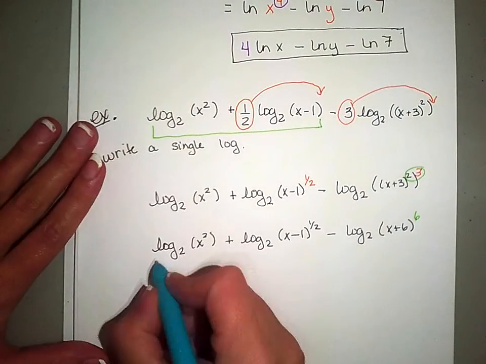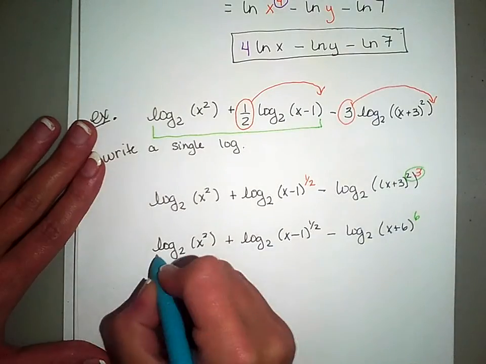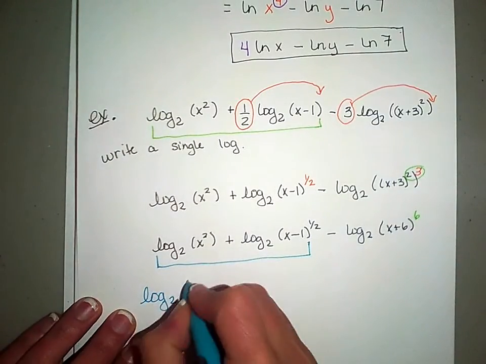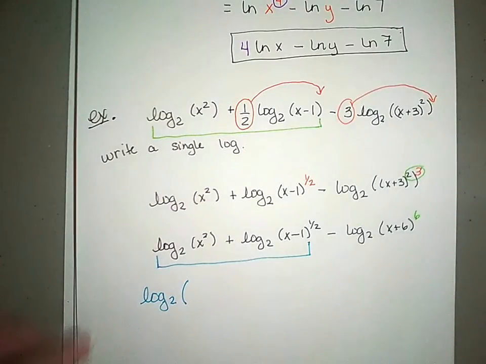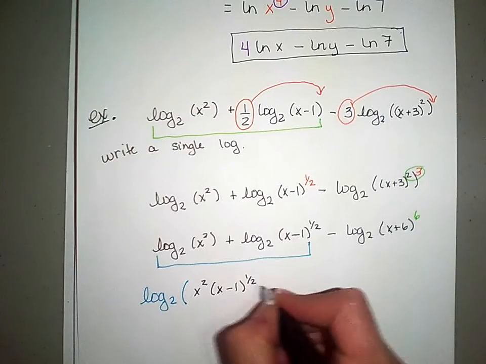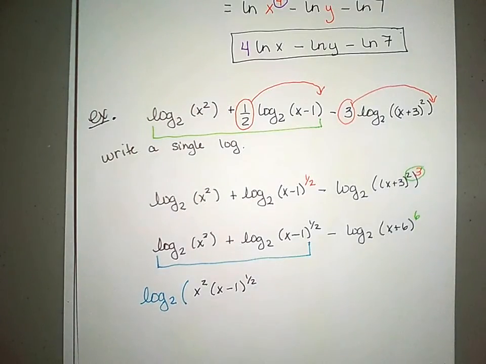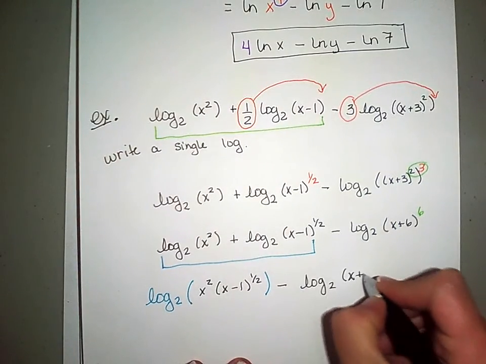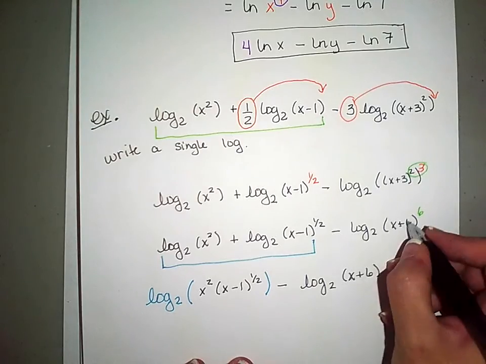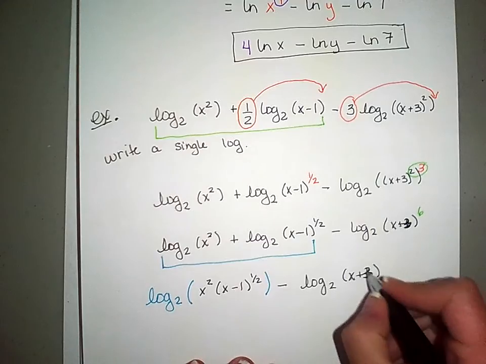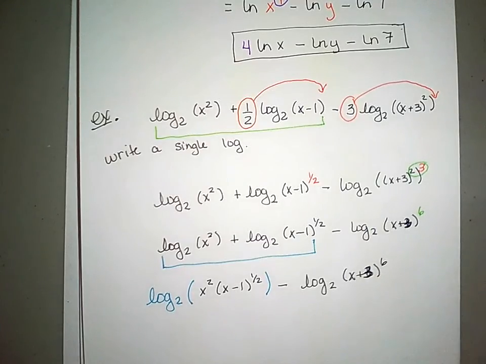So now we're ready to combine these. Working left to right, here's one term and here's another. These are being added together. So I can combine this as the log base 2 of their product, x squared times the quantity x minus 1 to the 1/2. That's the single logarithm. Now we're subtracting the log base 2 of x plus 6. I'm sorry, this should be x plus 3. Sorry about that. Okay, x plus 3 to the 6th power.